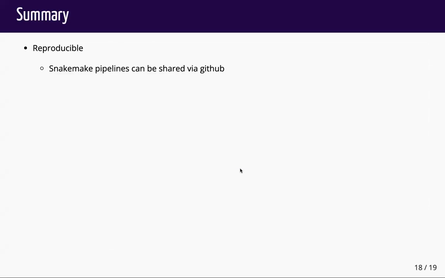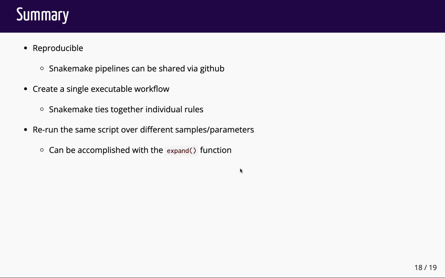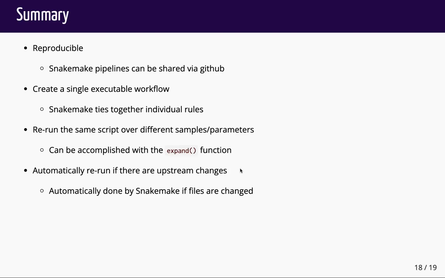So to summarize, I use Snakemake's pipelines to create reproducible workflows. It's quite easy to just put these on GitHub and then clone them elsewhere. It just runs whether locally or on the compute cluster. I tie all of these rules together to create a single executable workflow. And then I can also rerun the same script over many different parameters and all samples using the expand function. I can also automatically rerun things if there's upstream changes. So Snakemake automatically detects these based on timestamp.